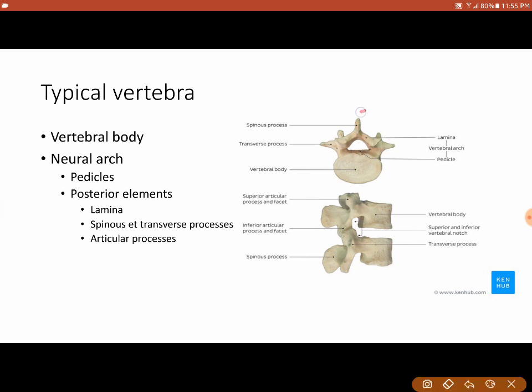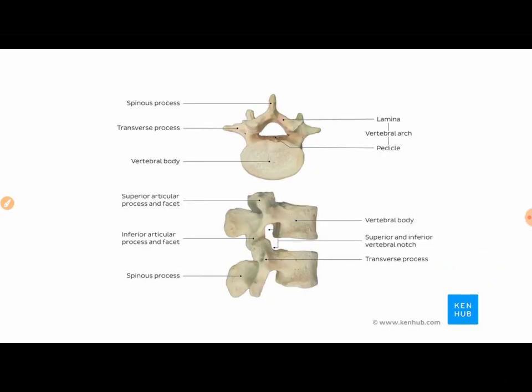Next is your spinous processes and your transverse processes. Well, its function is sites for muscle attachment. Then lastly, your articular processes. Your articular processes form your facet joint, or also known as zygapophyseal joint. So here's a picture again of your typical vertebra.